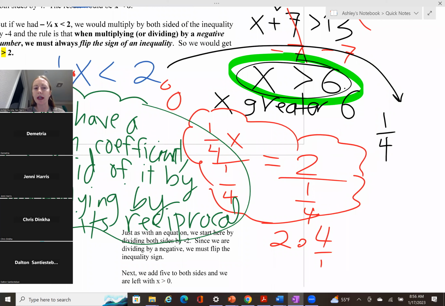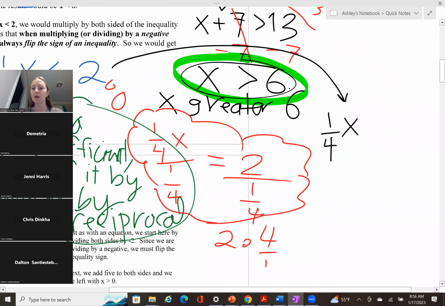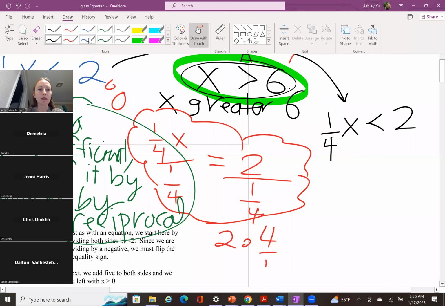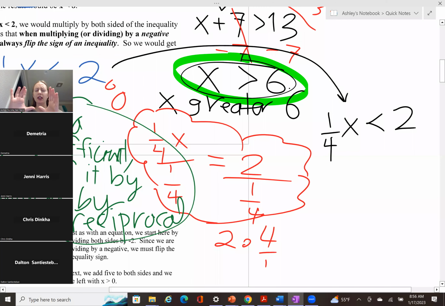I have 1/4 x less than 2. And like I said, this would be true if this was an equation as well. If it was 1/4 x equals 2, or greater than, less than, still I would do the same thing. I'm going to multiply by the reciprocal. And like we said, the reciprocal is just, imagine that fraction upside down.